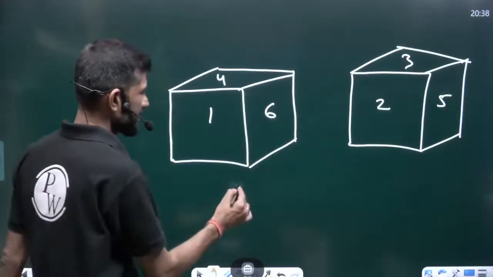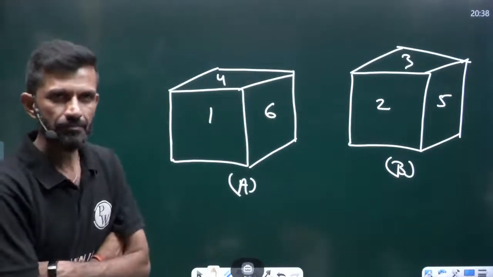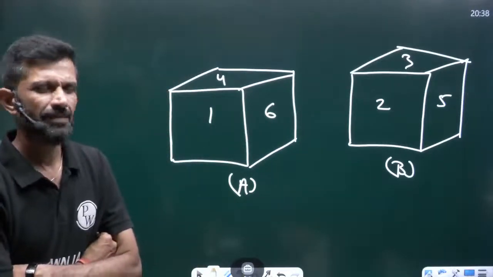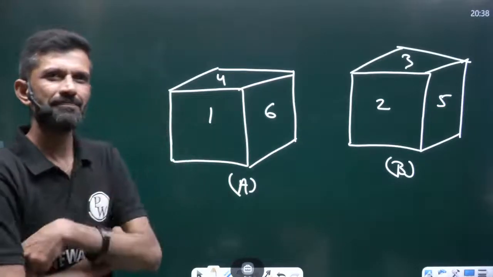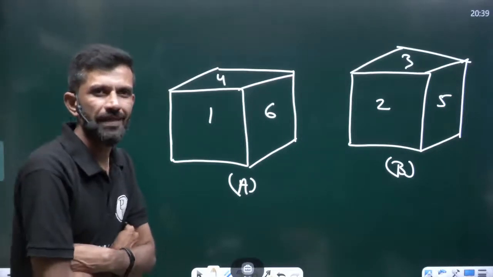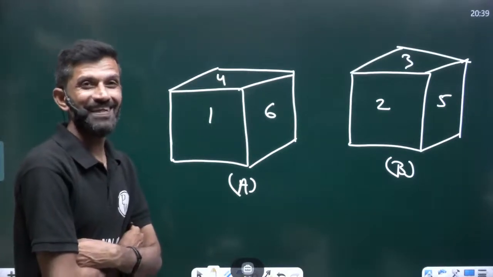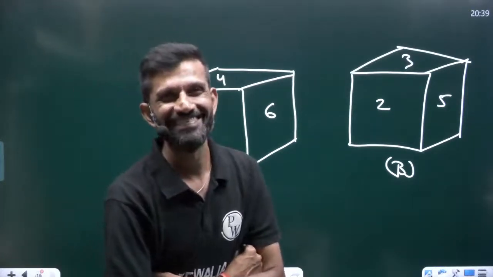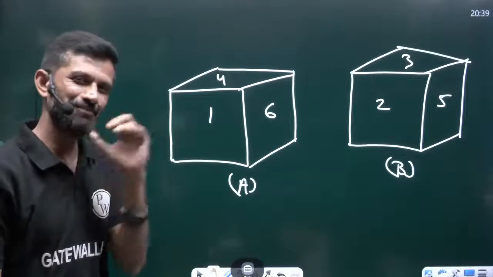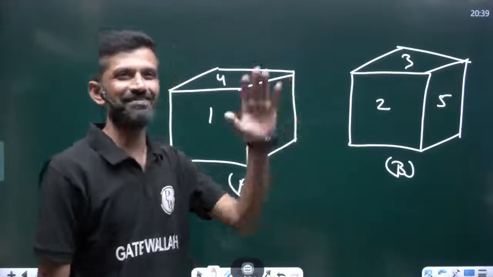Now, this is A view, this is B view of the same dice. Can you find anything common in them? No, nothing is common. If nothing is common, then also we can derive. My dear friend, even though nothing is common, you can derive. Not something, everything you can derive.